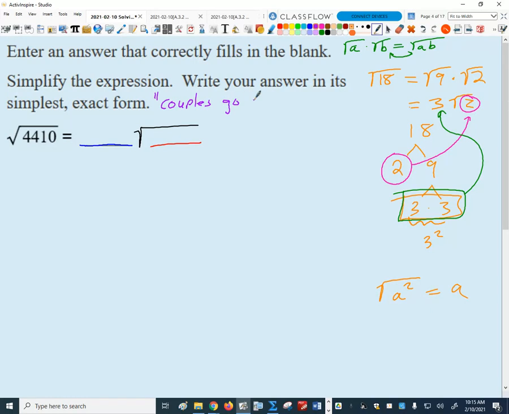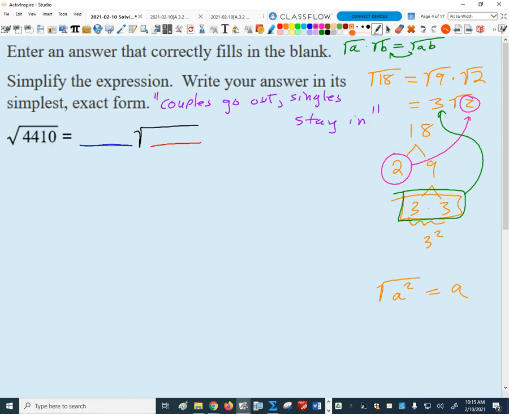Couples go out, singles stay in, right? That's our little mnemonic device that helps us remember how this process works. So we're going to do a prime factor tree, and all the couples end up being factors outside of the radical, and the singles get stuck inside.